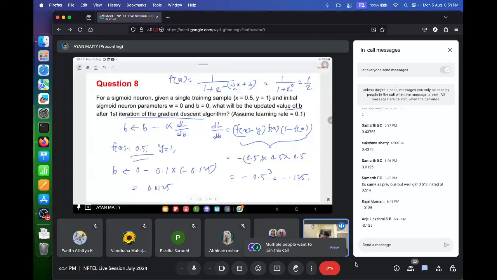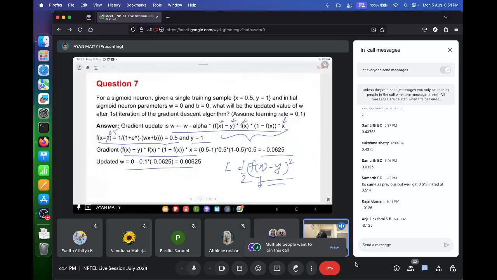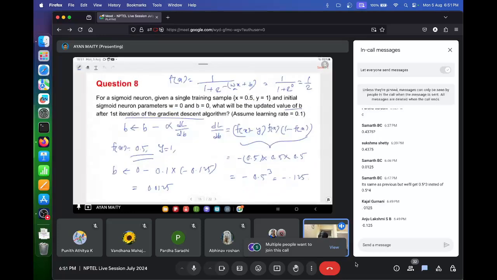So this 0.5 comes here. Is it alright? Yeah. I hope whatever calculations I have done are correct. You can recheck them. I might have made a mistake somewhere, but I don't think I have. So you can recheck the calculations, but this is how you have to compute the updated values of the parameters w and b.